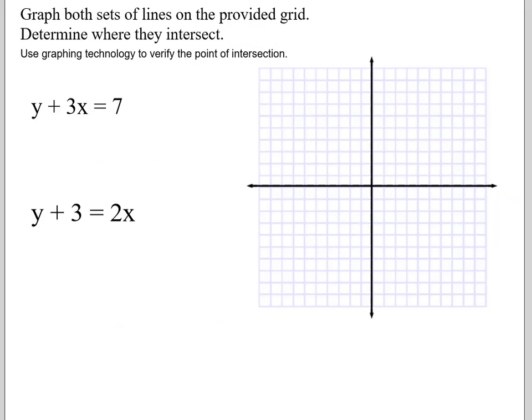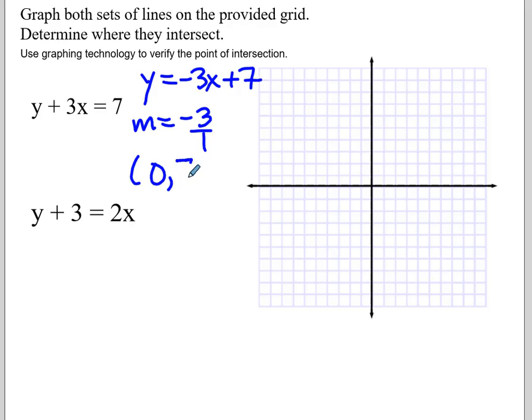Okay, so again, graph both lines. Now it's a little bit mixed up. We may have to do a little bit of work to start here. So y plus 3x equals 7. So I need to do some work first. I'm going to subtract 3x from both sides, and then I'm going to write my slope. So it's negative 3 over 1, and my y-intercept is (0, 7). So if I draw that onto 4, 6, 7, down 3, right 1, down 3, right 1. Okay, and I'm just going to draw them relatively quickly.